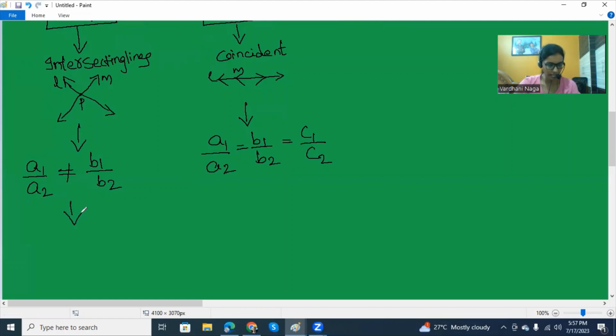If they are intersecting lines, they are independent. The variables are independent to each other. x and y are independent to each other since they have only one solution. Here, if the lines are coincident, they are dependent on each other. x and y values are dependent on each other. For one value of x, you will get another value of y. If you change the x value, the appropriate y value you will get, since it has infinitely many solutions.